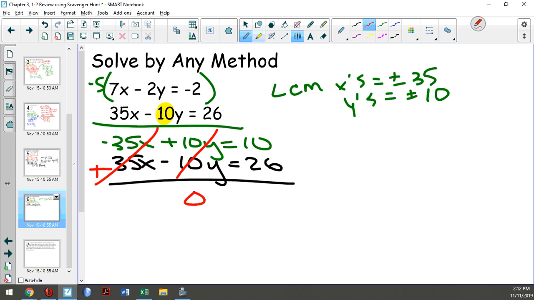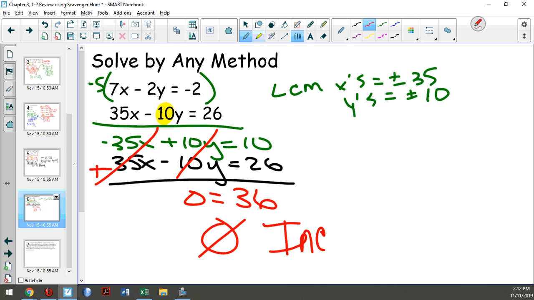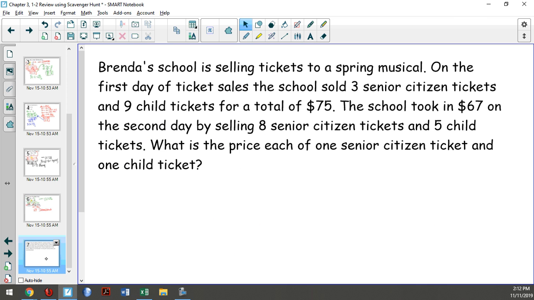The x's and the y's cancel out, and that's equal to a 36. Is that sometimes, always, or never true? Never, which is why it's no solution, and this is an inconsistent system, meaning the lines are what? Parallel. Do we all understand that? They never cross. Okay, the last concept I need to go over with you.